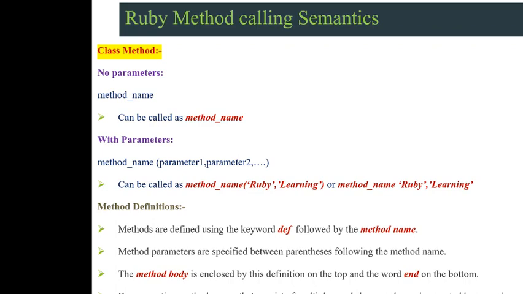In all the methods, you have def, and then whatever the name of the method. Then there is the parameter, and you can do whatever you need in the method.